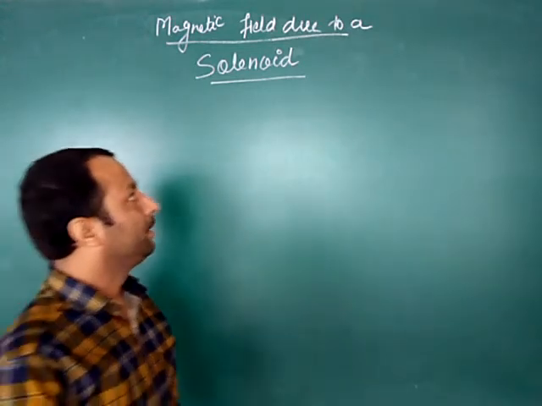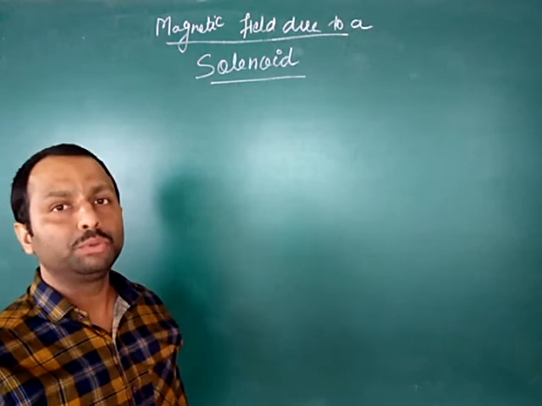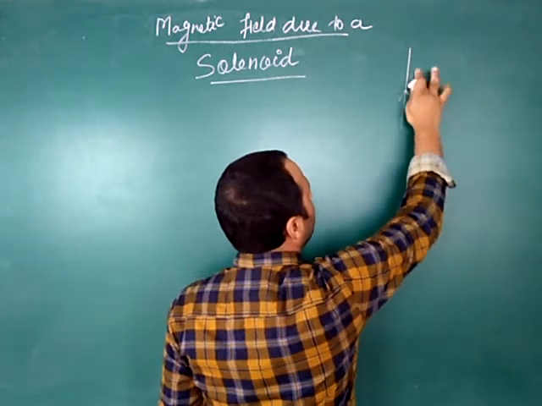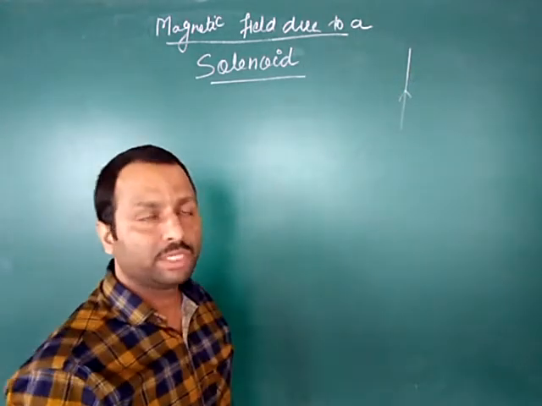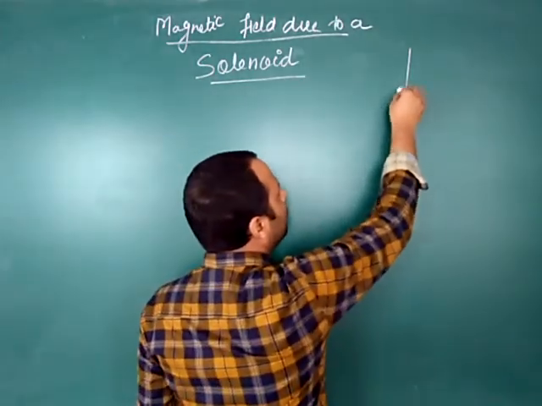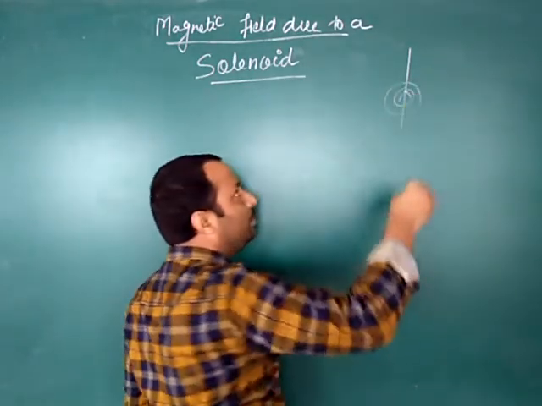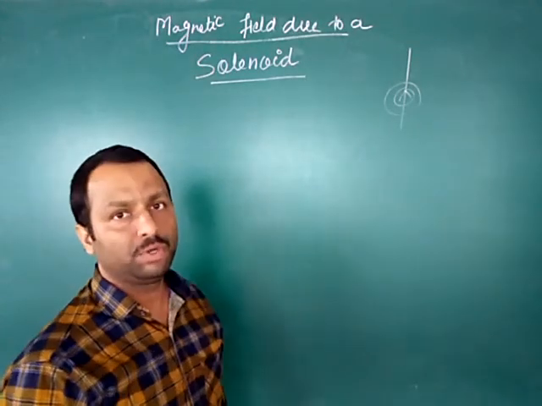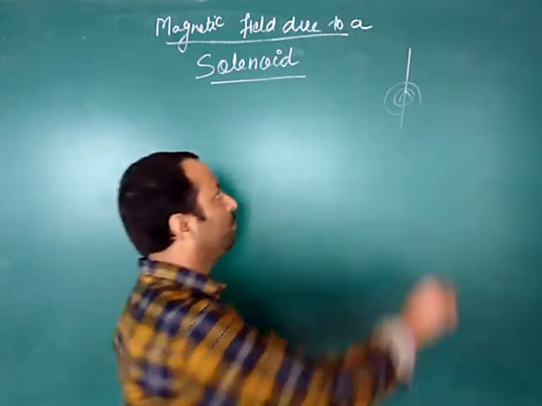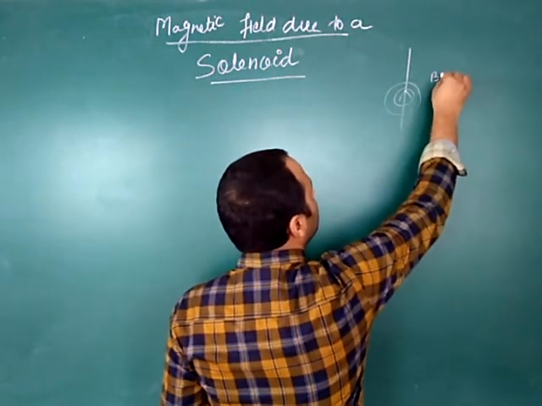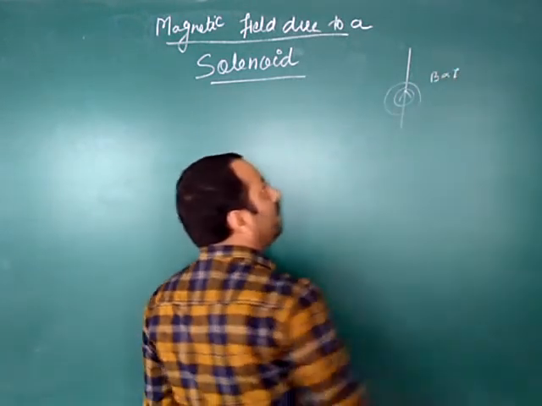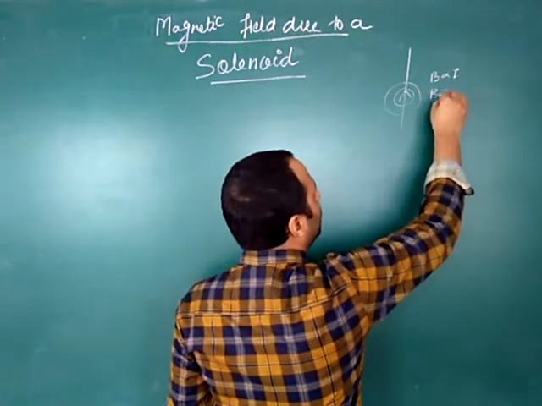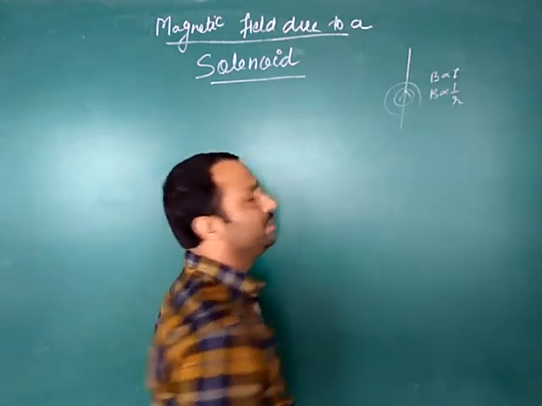Earlier we have learned about the magnetic field due to a straight wire. When the wire was straight, the magnetic field developed around the wire was in the form of concentric circles, and the direction we found using the right hand thumb rule. We have also found that the magnetic field produced due to a wire is directly proportional to the strength of the current, and inversely proportional to the distance.